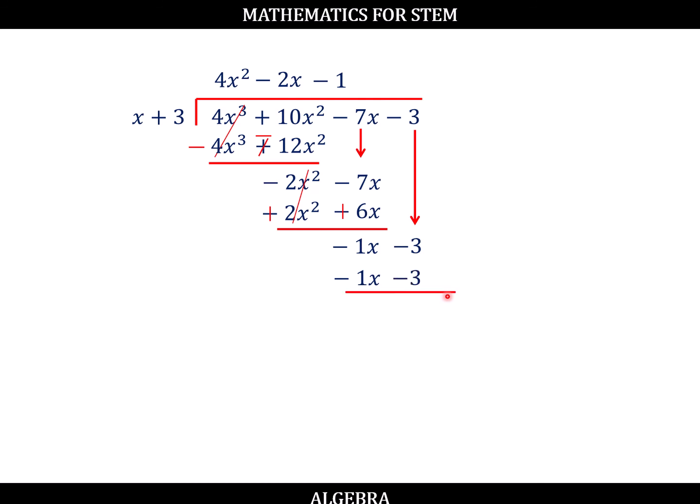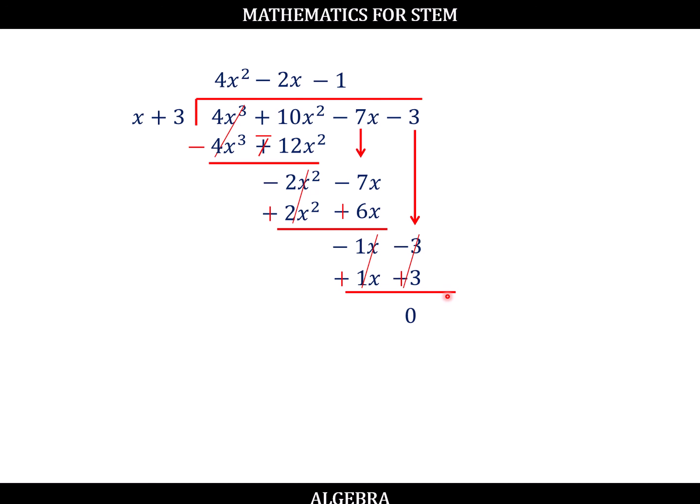The rule for long division again is to change the signs. So you get a minus 1x and a plus 3 in the bottom. The x's cancel and the plus and minus 3 cancel. So the remainder is 0. The remainder will always be 0. That's because x plus 3 was a factor.